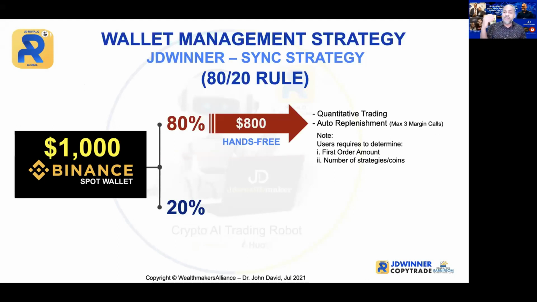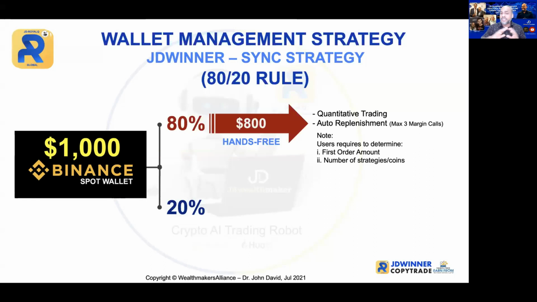Now from that $800, you're going to do quantitative trading. All right, and it will take care of the auto replenishment. So for SYN strategy, JD winner, there are three margin calls. Okay, there are three margin calls. I will explain to you later. So this $800 will be automatically, okay, hands-free, take care of your trading all the way to the third margin call.